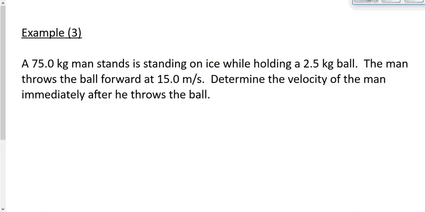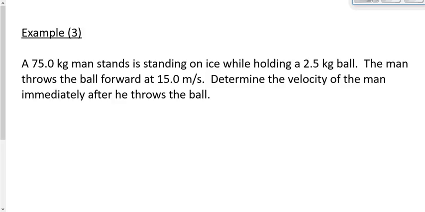All right, last example of the day. This one says a 75 kilogram man is standing on ice while holding a 2.5 kilogram ball. He's standing, not moving. He's standing on ice holding a ball. The man throws the ball forward at 15 meters per second. What's the velocity of the man immediately after he throws the ball?